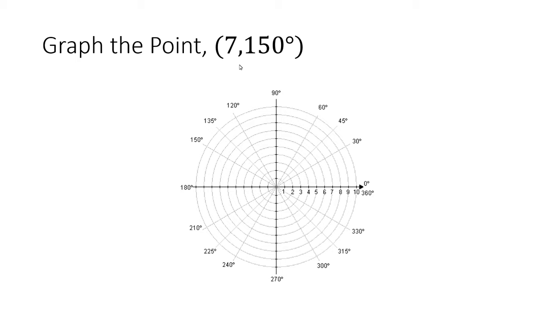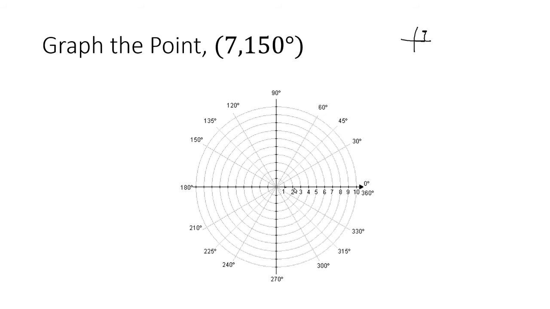Graph the point 7, 150. So the first thing we're going to do is find the angle 150. Now this is contradictory to graphing on a rectangular grid because you always find your x and then you climb to your y. But on this you're going to find your angle first. I guess you could find the radius and then find the angle, but it's easier just to find the angle first and then go out to the radius.